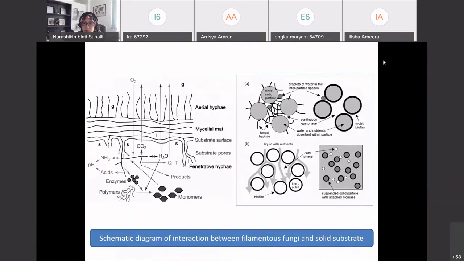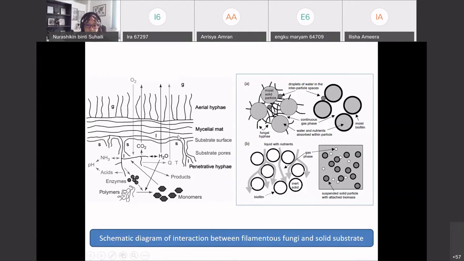Okay, this is another picture showing how. This one is the substrate, the food. Substrate is the food, yeah? And then this is the filamentous fungi. If you see this one, it is a cross section of it, and this is the surface. Let's say this is the substrate. These kinds of things are substrate. So you can see that the hyphae can penetrate into the substrates, and it's not only at one point, but all parts of the substrate, yeah?